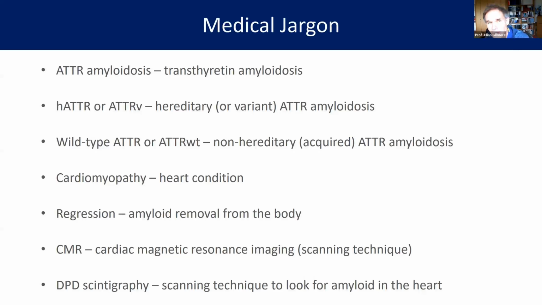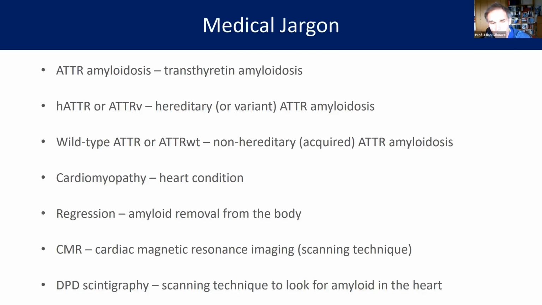So ATTR amyloidosis or TTR amyloidosis is what we call transthyretin amyloidosis. You'll see us referring to hATTR or ATTR-V, and the H stands for hereditary or variant. Wild type, as Mary explained, is the non-hereditary or acquired form of ATTR amyloidosis. Cardiomyopathy is a term that refers to a heart condition in general. You may hear me talking about regression of amyloid, and by that we mean removal of amyloid from the body.